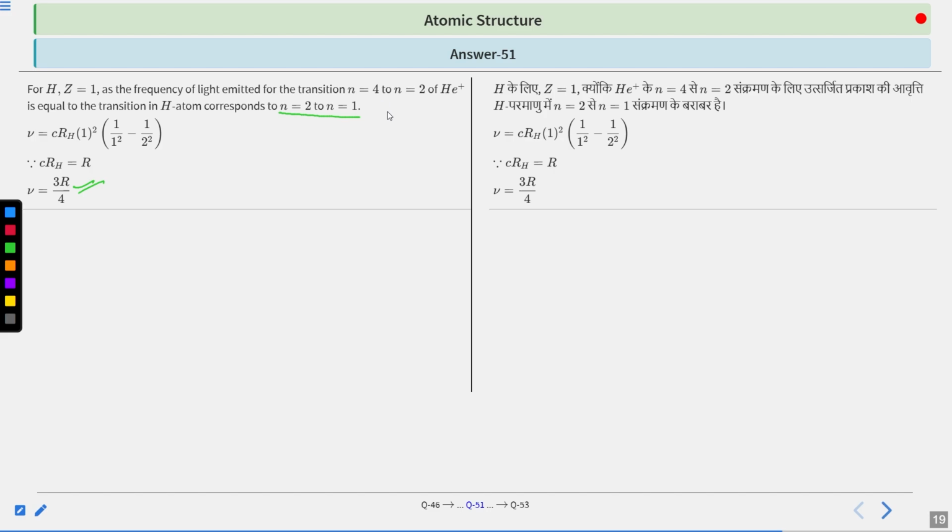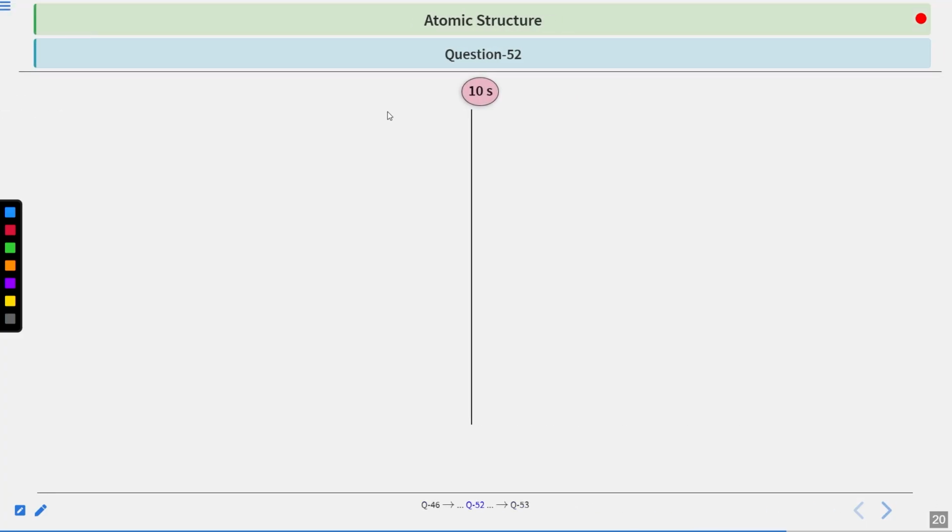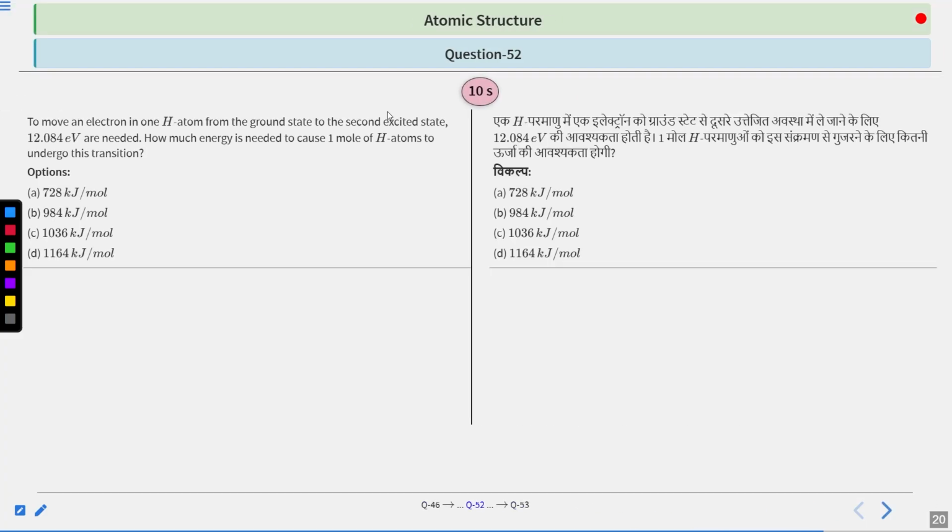Now moving on to the next question. Question number 52 says that the energy needed to move an electron in one hydrogen atom from the ground state to the second excited state is 12.084 electron volt. How much energy is needed to cause 1 mole of hydrogen atoms to undergo this transition? Options are A 728 kilojoule per mole, option B 984 kilojoule per mole, option C 1036 kilojoule per mole, and option D 1164 kilojoule per mole. You have 10 seconds to solve this question. Your time starts now.